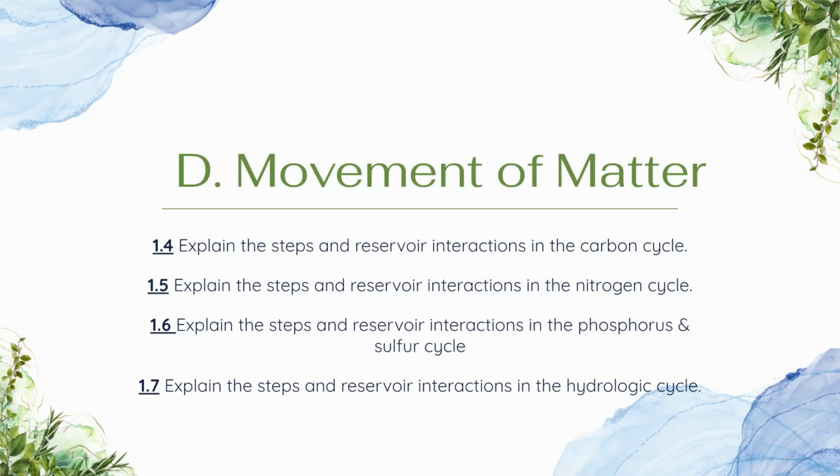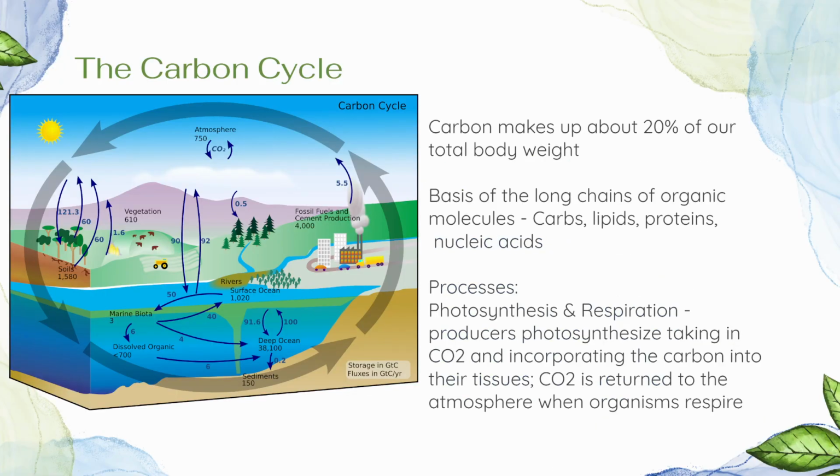In this section, we will be discussing the movement of matter through different cycles, including the carbon, nitrogen, phosphorus, sulfur, and hydrologic cycles. Let's begin with the carbon cycle. Carbon is a major component of organic molecules like carbohydrates, lipids, proteins, and nucleic acids. It makes up about 20% of our body weight.